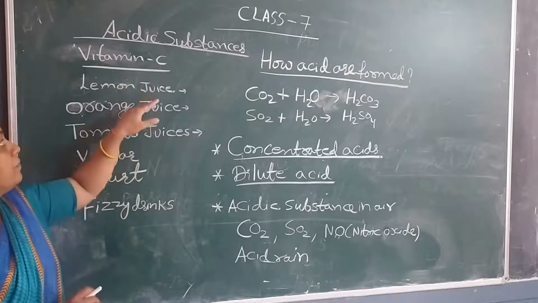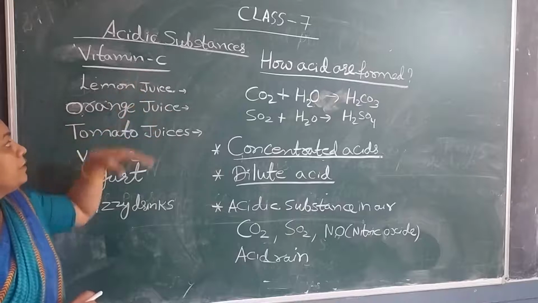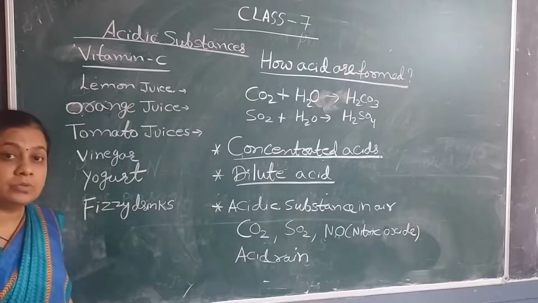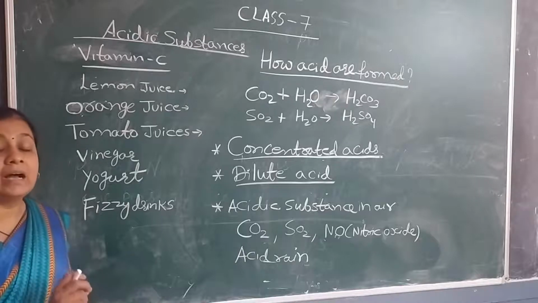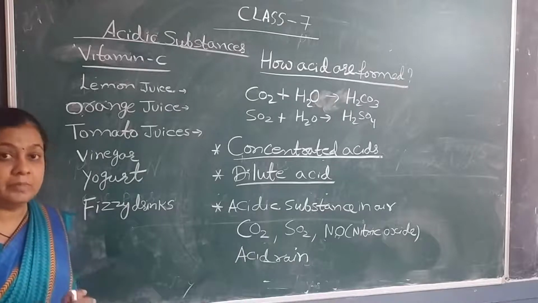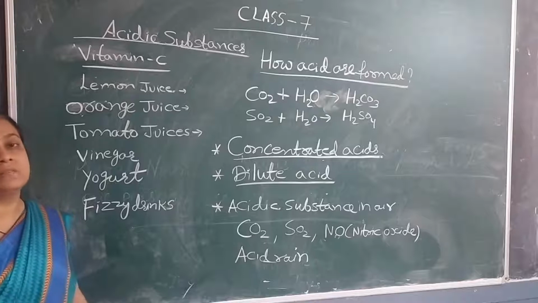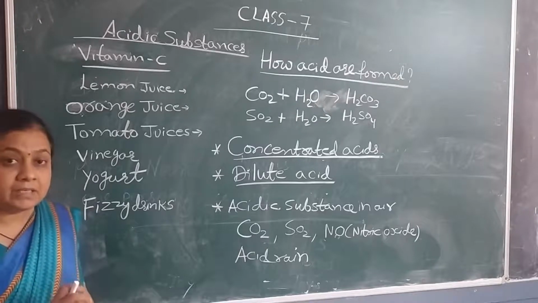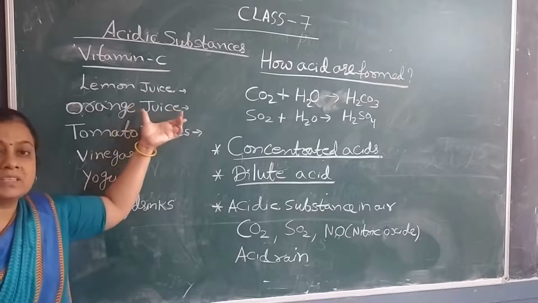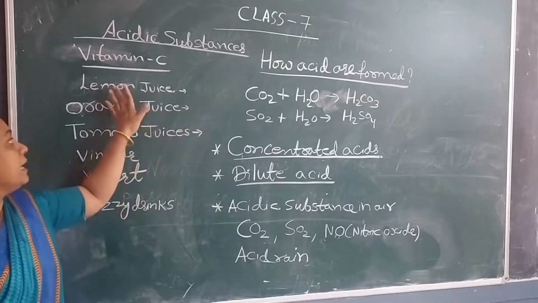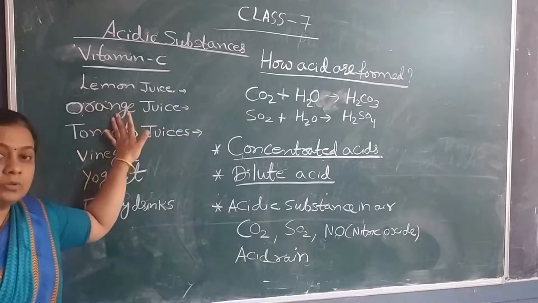In these, a special acid is present. For example, in lemon juice and orange juice, what type of foods are they? They have a sour taste, which means khatte. When you eat them, they taste sour. So citric acid is present in lemon and orange juice.